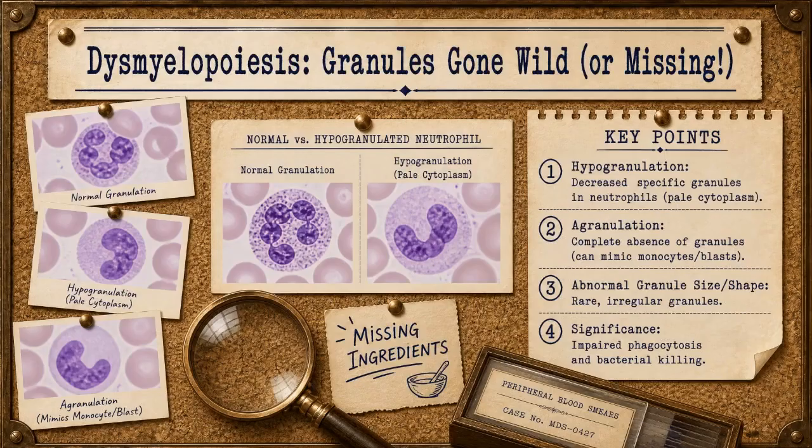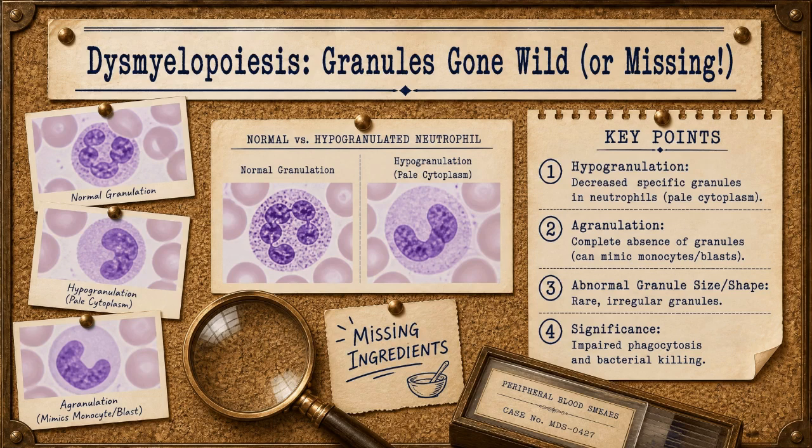Alright, histotechs, let's focus on another critical feature of dysmyelopoiesis, abnormal granulation in myeloid cells. This is something you'll see frequently, and it has significant implications for the function of these cells. First, we have hypogranulation. This means there's a decreased number of specific, or secondary, granules in neutrophils, eosinophils, or basophils. In neutrophils, which should be packed with those fine, pinkish-purple granules, hypogranulation makes their cytoplasm appear pale or empty. It's like the cell's internal pantry is running low on supplies.